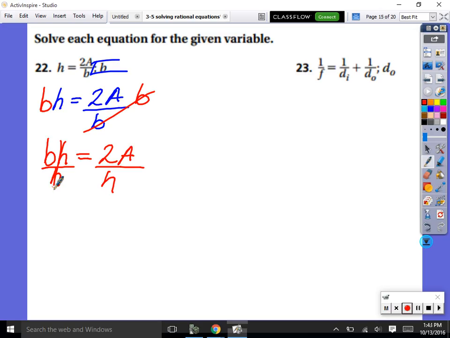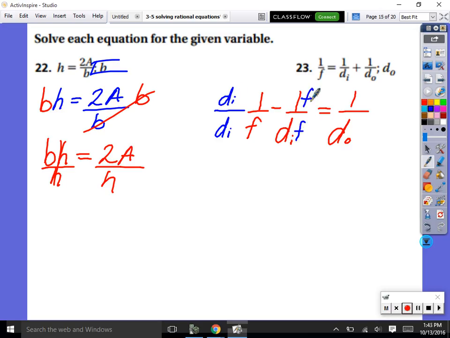So our first step would be to do what? Subtract that, right? So we have 1 over f minus 1 over di, that's just a variable, is equal to 1 over d naught. Does everybody see that? So over here we would need to get a common denominator. There's a few different ways we could do this. Let's get a common denominator. Does everybody agree? So we multiply by di over di. We would multiply by f over f. So we have now common denominators. So we have di minus f on top, and on bottom we have di times f, correct? And that's equal to 1 over d naught.